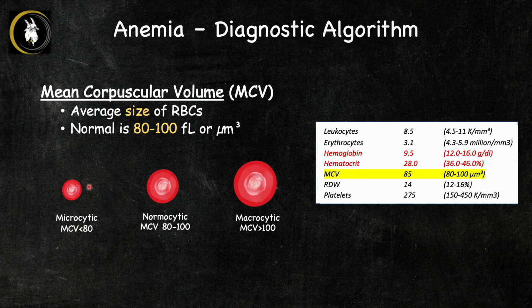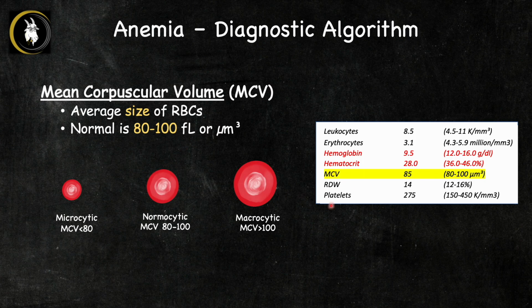If the MCV is less than 80, the red blood cells are smaller than normal, so this is known as microcytic anemia. If, on the other hand, it's greater than 100, that means the red blood cells are larger than normal. This is known as macrocytic anemia. Or if it's in the 80 to 100 range, that means this is normal, so this is normocytic anemia.